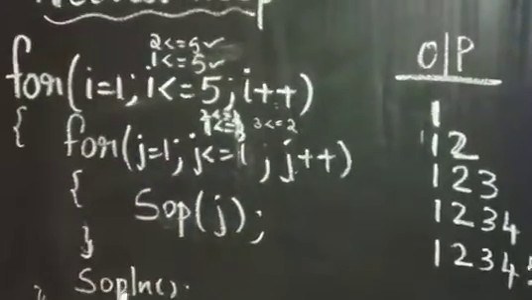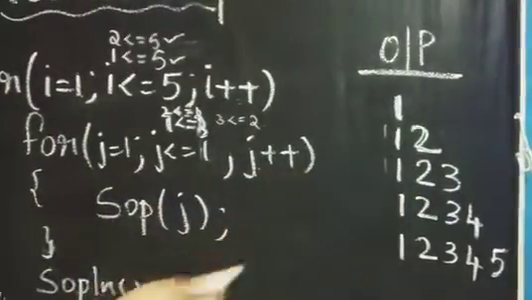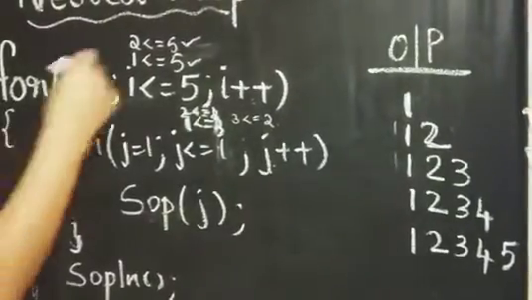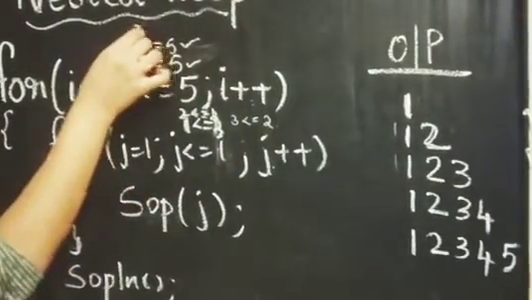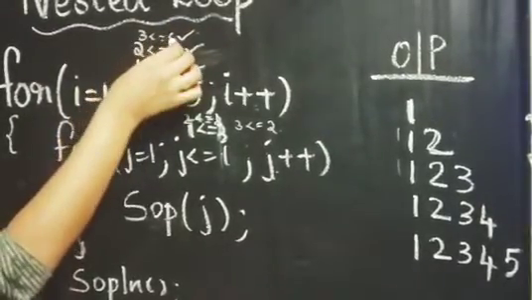So again SOP ln. Initially the cursor was here, then again it comes here. Again ending of the I loop. Since ending of the I loop, again I value will become 3. 3 less than or equal to 5. Condition is true.